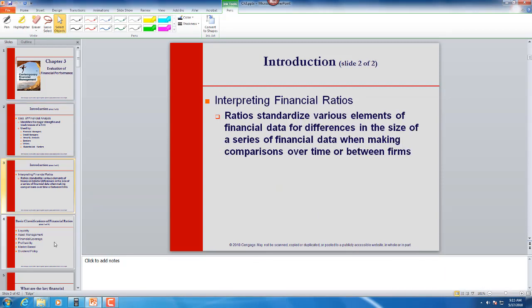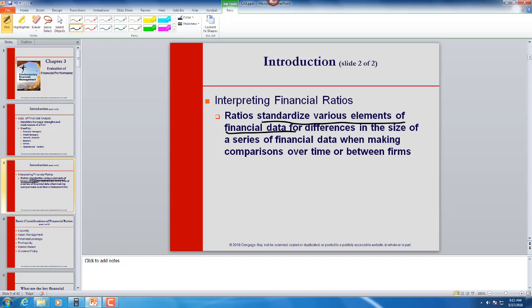Ratios, what is the point of ratios? Ratios are kind of like this. They standardize various elements of financial data. Like, for example, when you or I go get a physical, and a medical doctor is looking at our physical results, they look to see if everything that they measure falls in certain parameters that are considered normal. Anything that's not considered normal would show some abnormality with our health. Ratio analysis is the same thing for a company. Ratio analysis does for a company what a physical does for a human being.